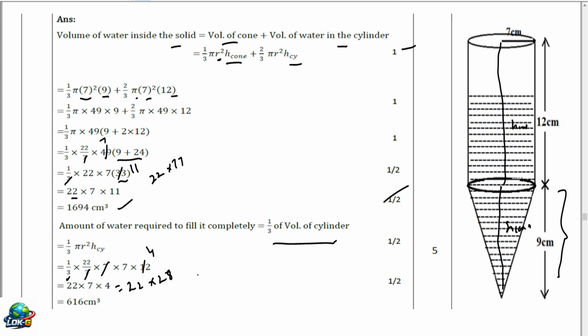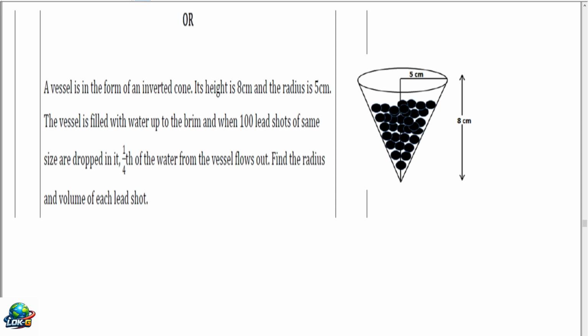28 2s are 56, carry 5, 28 to the 56, you will get 61. 616 centimeter cube will be the correct answer. And you will be given one choice here.